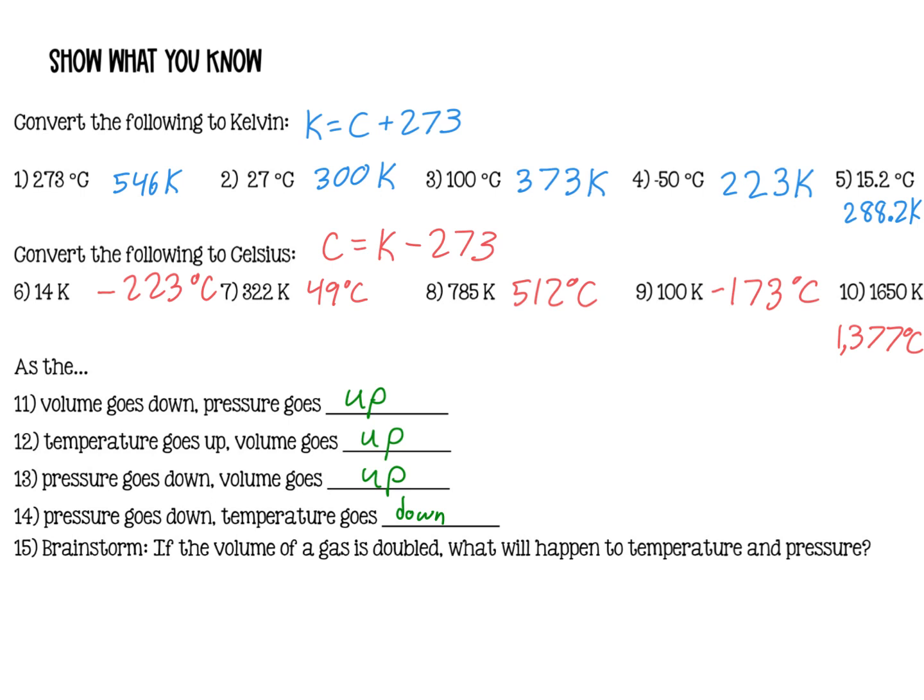Notice how temperature goes the same direction as pressure or volume. However, pressure and volume are inverse. They go the opposite direction. For number 15, you will consider, if the volume of a gas is doubled, what will happen to the temperature and pressure.